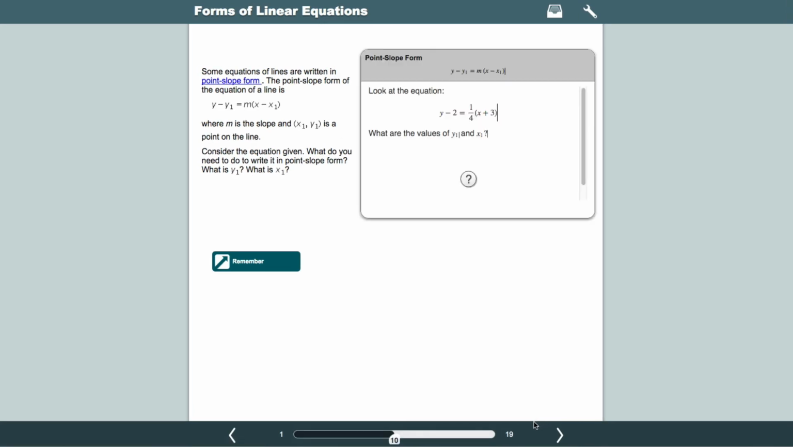Okay. Now this format here is called the point-slope form. Okay. This can get kind of confusing. You know, look at the equation. What are the values of y1, x1? Okay. Y1, x1 is just a point on the line.